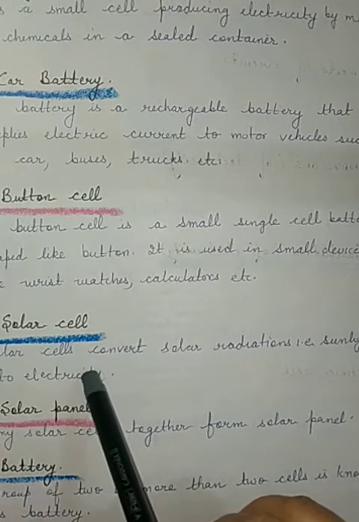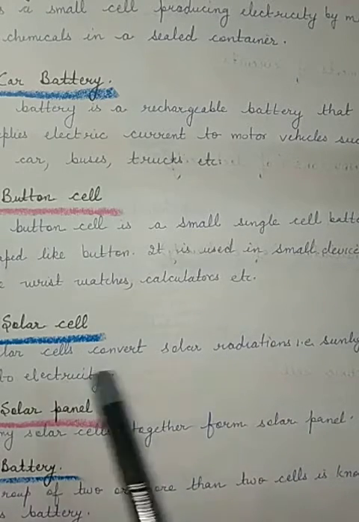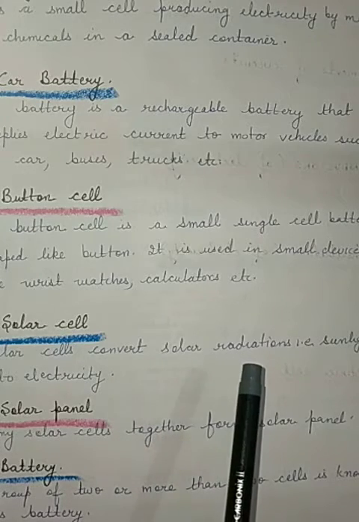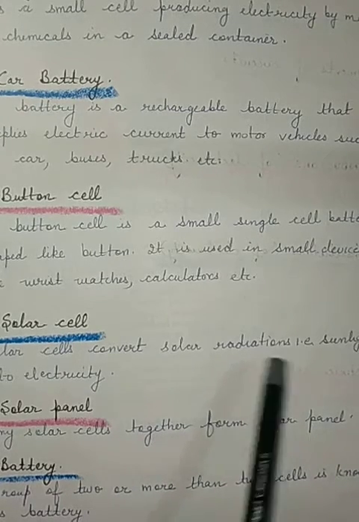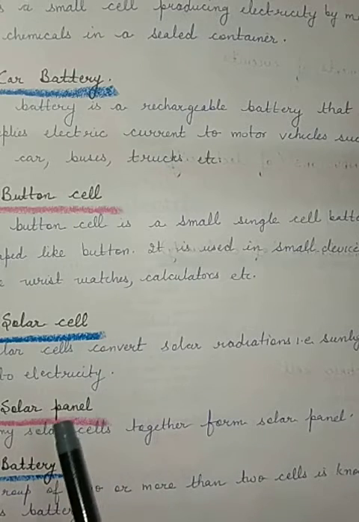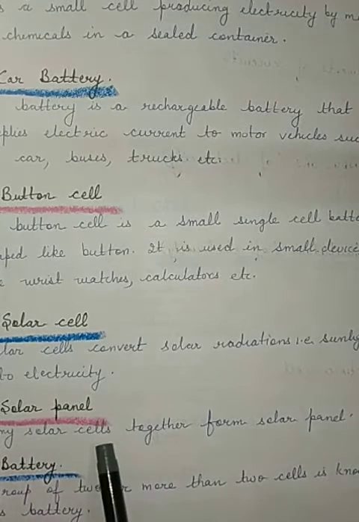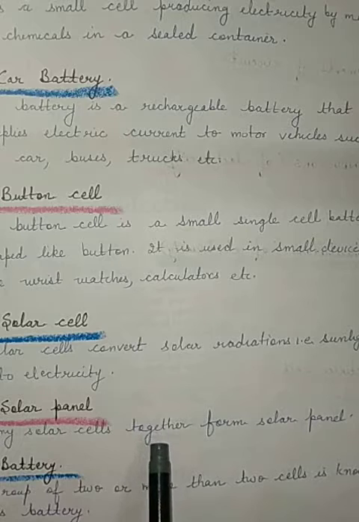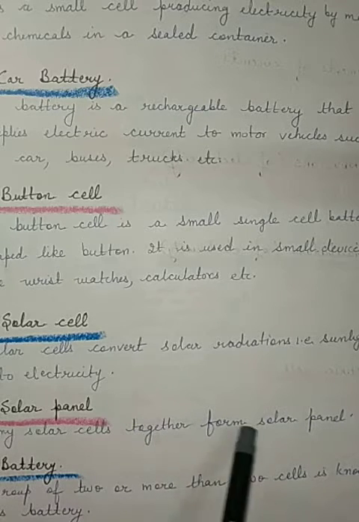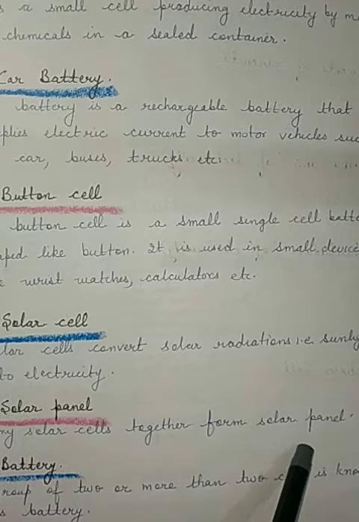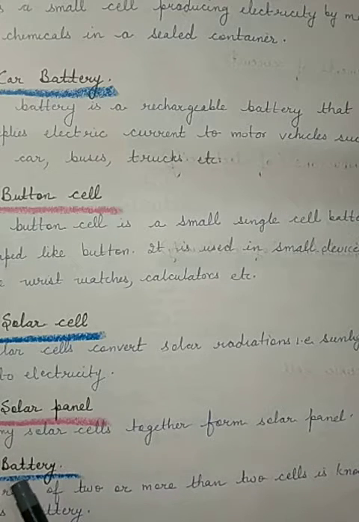Last one is solar cell. What is a solar cell? A solar cell is one that converts solar radiation, meaning sunlight, into electricity. And what is a solar panel? When many solar cells are combined together in one frame, that is referred to as a solar panel. Last one is battery. A battery is when two or more cells are arranged in such a way that electricity can flow through them, and they are known as a battery.